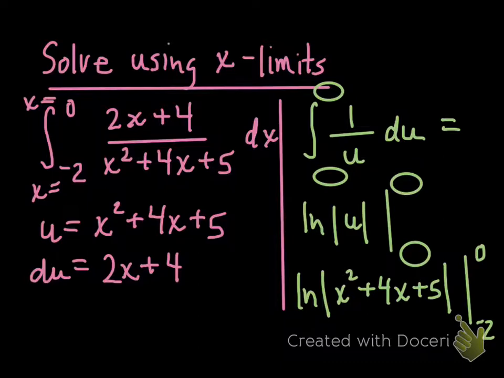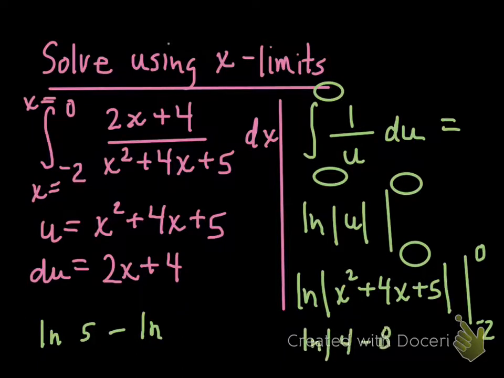Well, FTC1 says I'm going to plug in the top limit, the 0, wherever I see an x. If you plug in a 0 wherever you see an x here, you're going to get the natural log of 5. Minus, plug a negative 2 in wherever you see an x. Well, I'm going to show you that work.